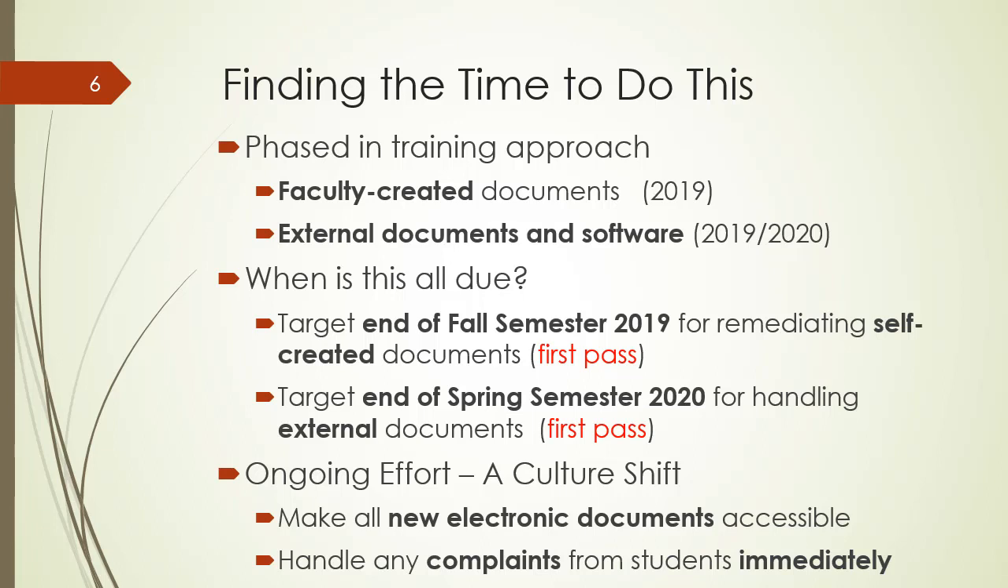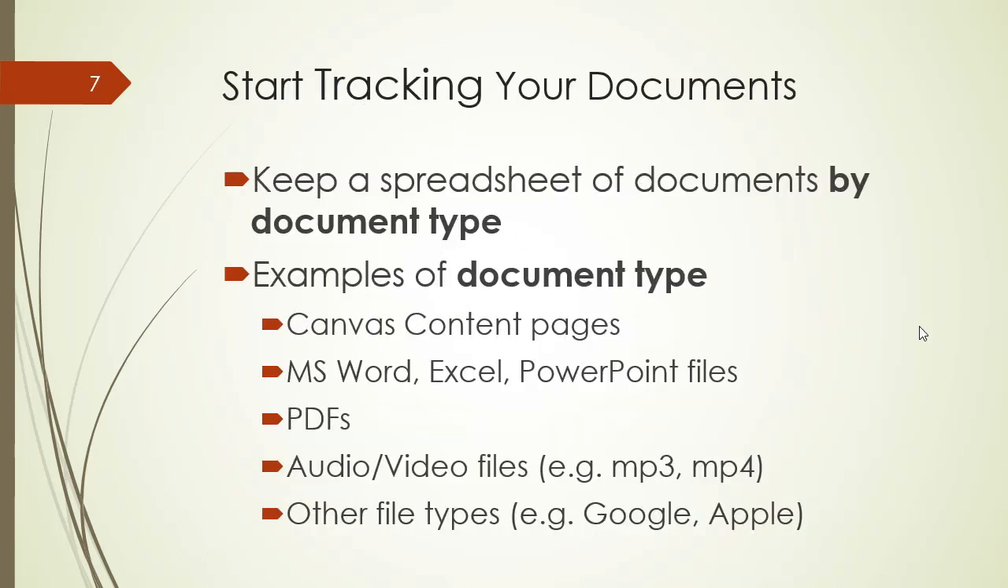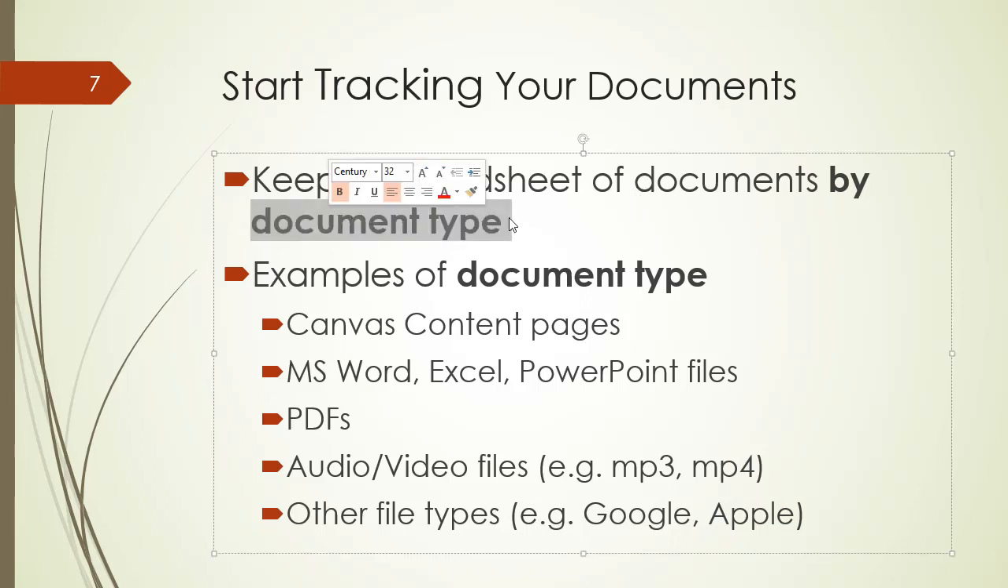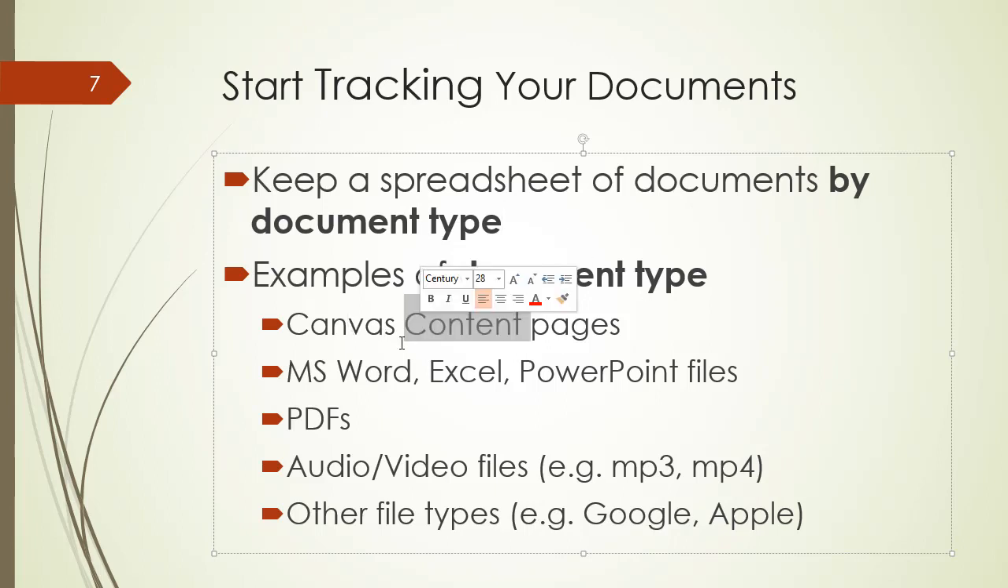And to that end, I'm recommending that you start tracking what documents you distribute. You may want to put together a spreadsheet of documents that you're distributing. And I recommend you do it by document type. So examples of document type are Canvas content pages, web pages that you might have, MS Word, Excel, PowerPoint files, PDFs, any audio or video files you have, MP3 or MP4 files, or any other types that you might distribute. Generally speaking, these are the main ones that we use.